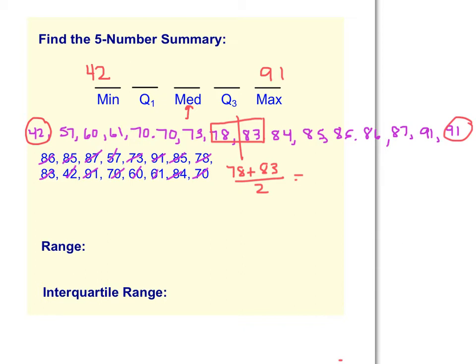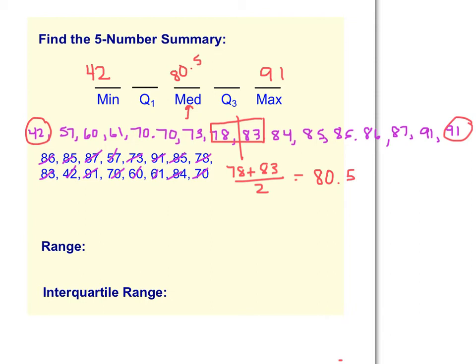Anyway, so you have your max and min, 42 and 91. You get the median next, that's the number in the middle of your data set. If you count in, we had 2 numbers in the middle. So how do you find the number that's halfway between a 78 and 83? You can add those up and just divide by 2. And when you do that, you get an 80.5. So our median is an 80.5.